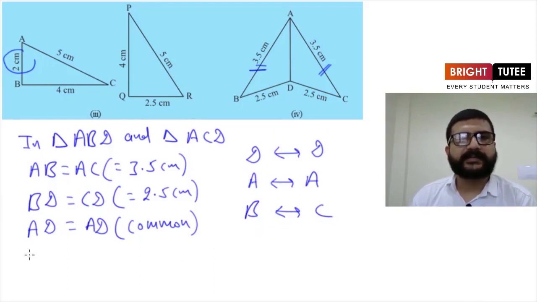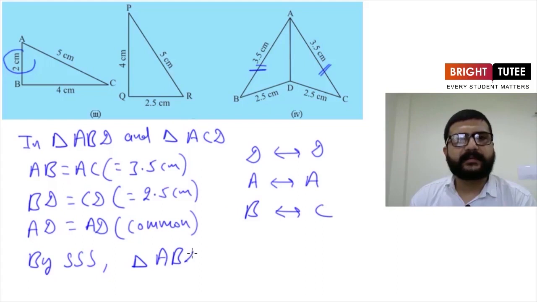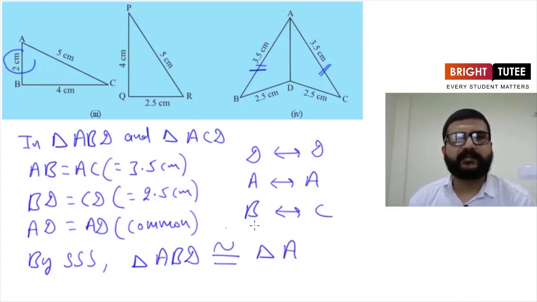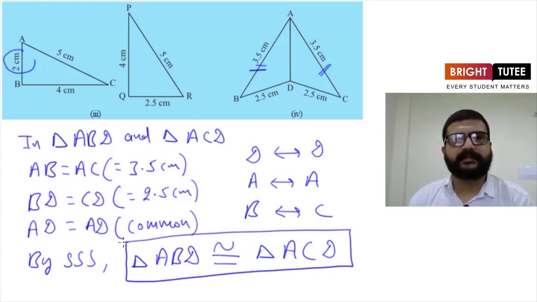Now therefore we can say by SSS triangle ABD is congruent to triangle, A corresponds to A. So we will write triangle A, and then we have B here, so it will be C in the second triangle as B corresponds to C, and then we are left with D. So it is triangle ABD is congruent to triangle ACD. So this will be the symbolic form of the congruence relation between these two triangles.